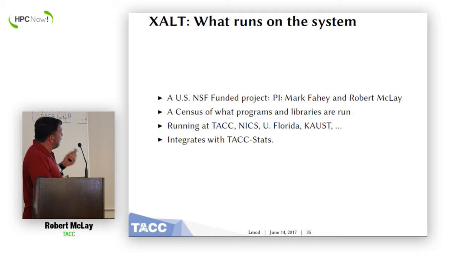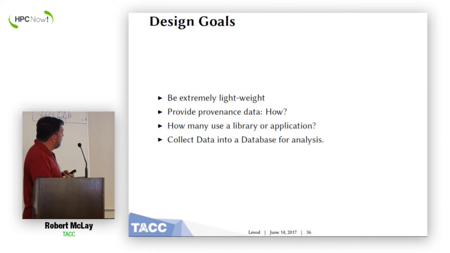XALT is what runs on a system. It's a census of what programs and libraries are run on your system. It's running at TACC and NICS and University of Florida, at KAUST, and a bunch of other places. And it integrates with TACC stats if you're interested. Design goals: it was to be extremely lightweight, provide provenance data so we could tell you how your jobs were run. We wanted to track what libraries and what applications were being used, and then collect data into a database for analysis.